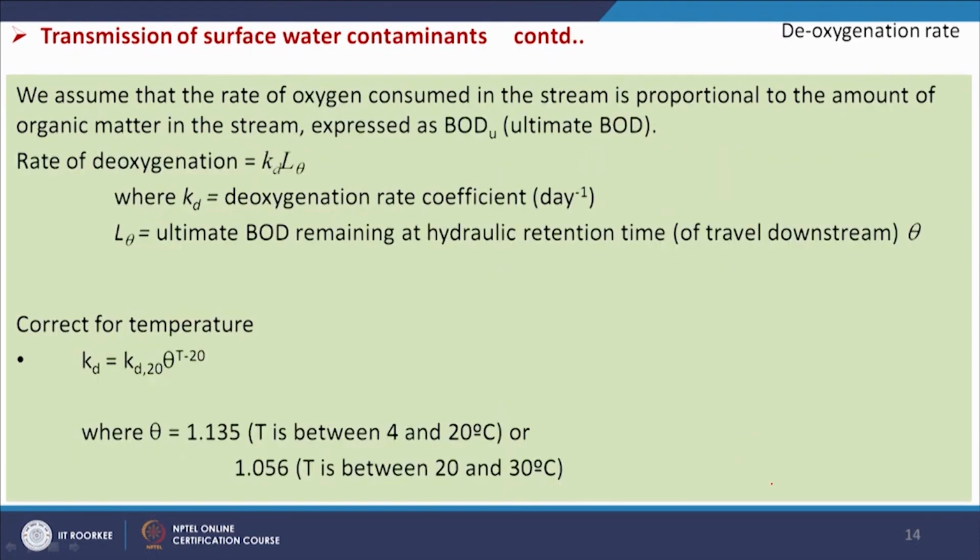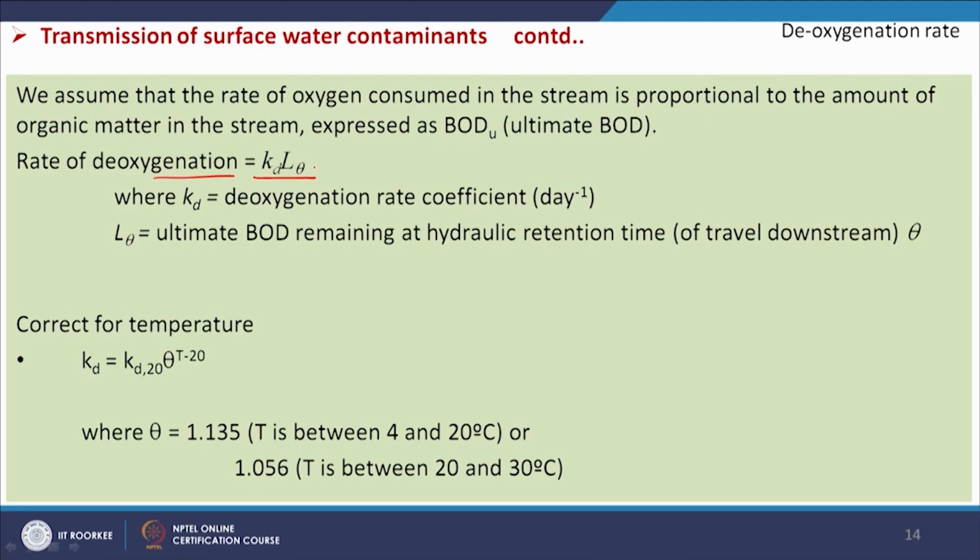Then the deoxygenation rate. The deoxygenation rate will be proportional to the BOD available. The more BOD or organics available, the more will be the degradation. So, the rate of deoxygenation is Kd into L theta, where L theta is the ultimate BOD remaining at hydraulic retention time theta, and Kd is the deoxygenation rate coefficient per day. Here also we can make a correction to the Kd value for temperature. So, Kd equals Kd20 theta to the power (T minus 20).